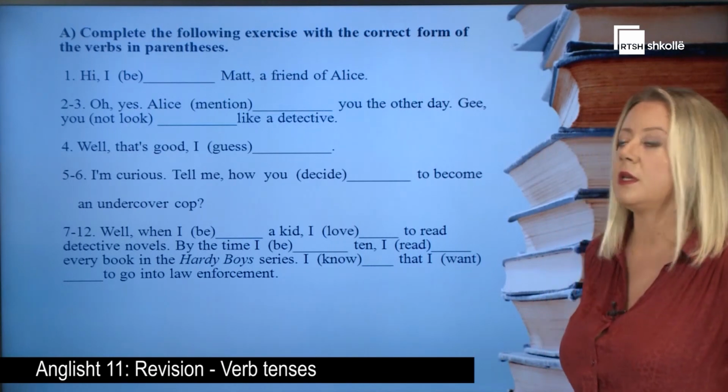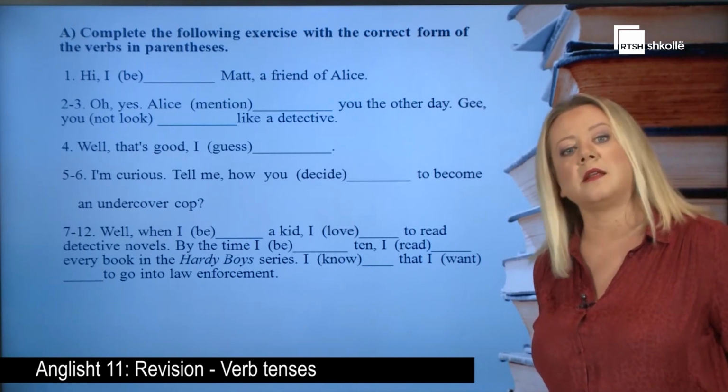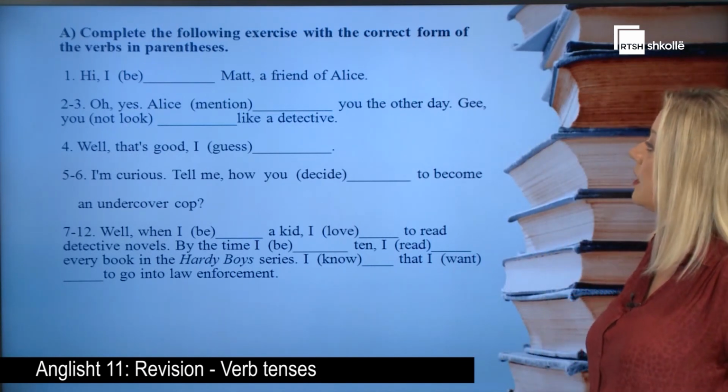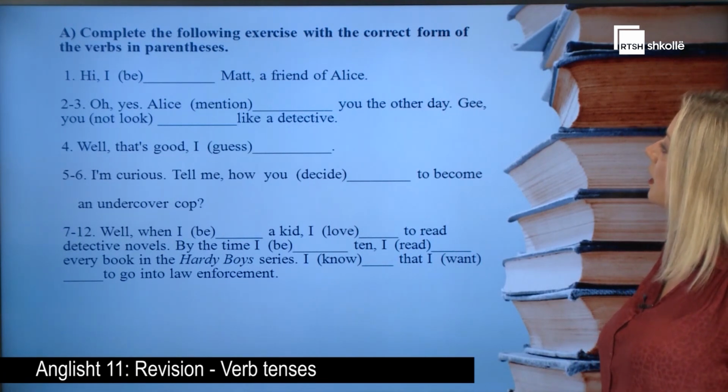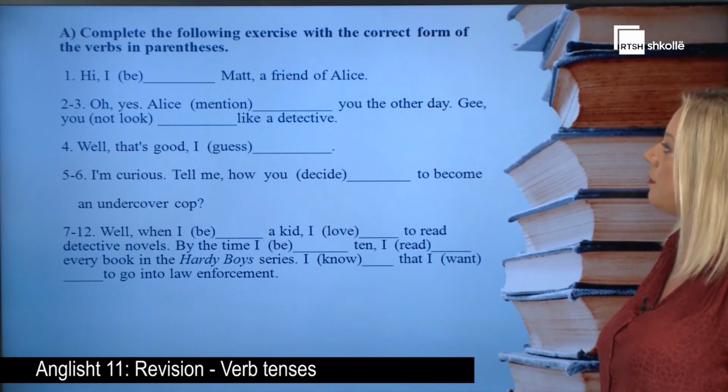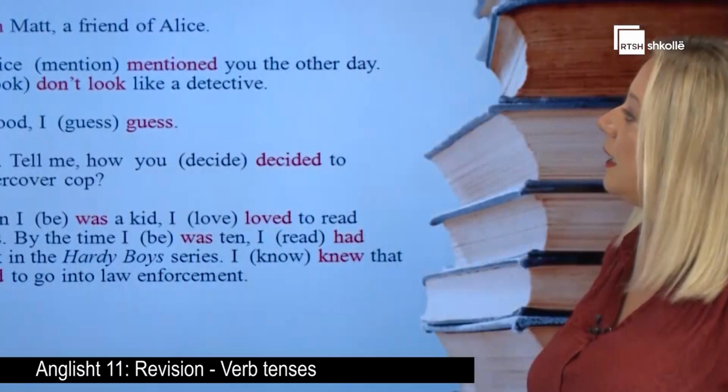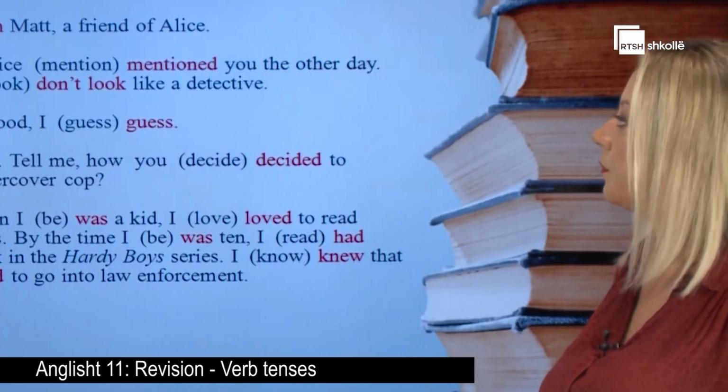Let's practice now. It's your time to practice what we said up to now. The request of the exercise I chose for you is: complete the following exercise with the correct form of the verb in parentheses. Let's see the answers together.